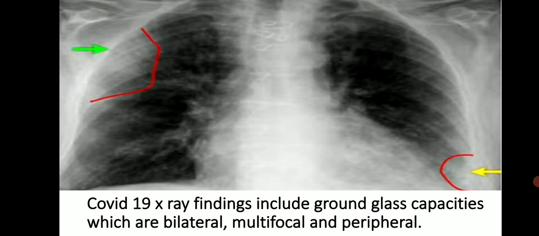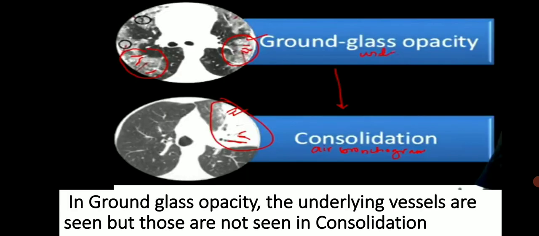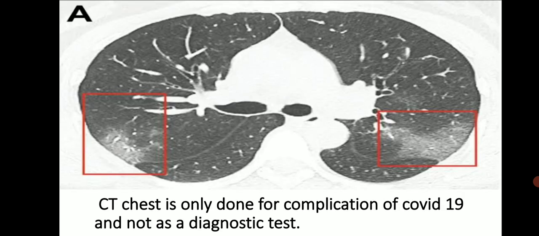COVID-19 X-ray findings include ground glass opacities, which are bilateral, multifocal, and peripheral. In ground glass opacity, the underlying vessels are seen, but those are not seen in consolidation. CT chest is done for complication of COVID-19 and not as a diagnostic test.